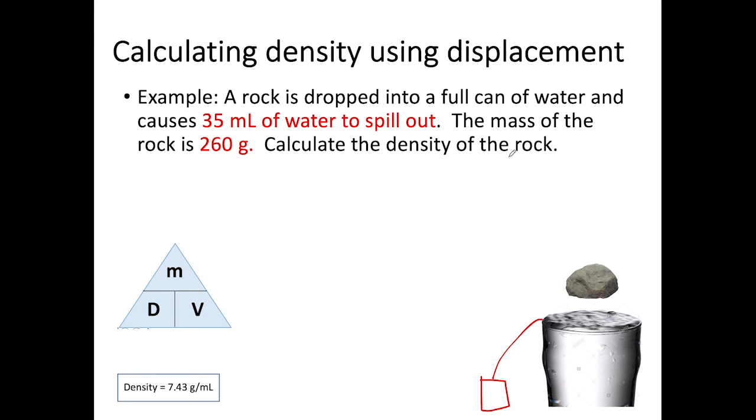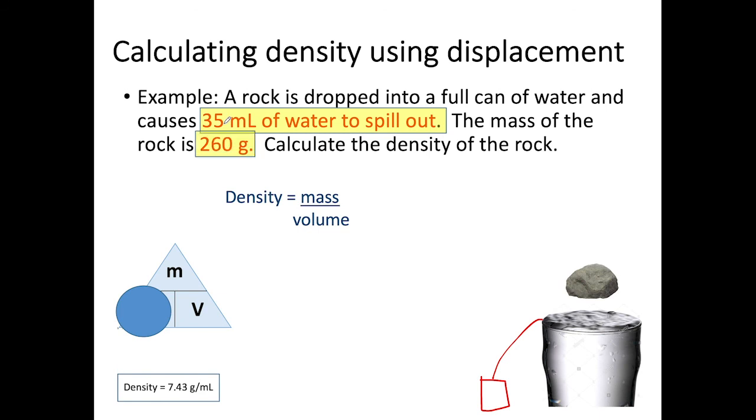So what I'm looking for in this case is density. I'm going to cover it up on my formula. So density equals mass over volume. I know that I've got some information here. So 35 milliliters of water to spill out. I'm going to highlight that for now and leave it. I also know that I have this number here. I know that this is likely my mass because it's got a gram next to it. I'm also thinking this likely has something to do with my volume because it's got milliliters next to it.